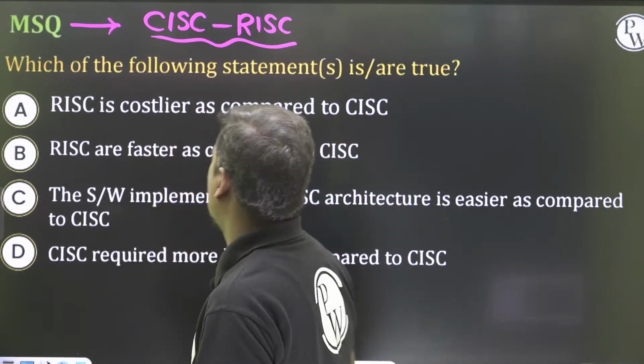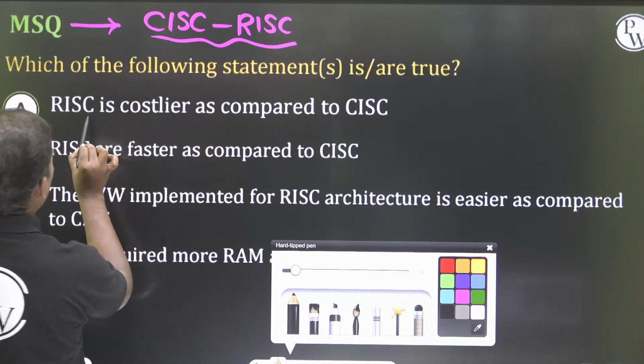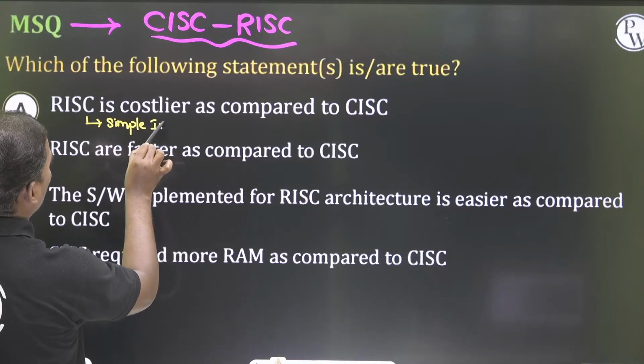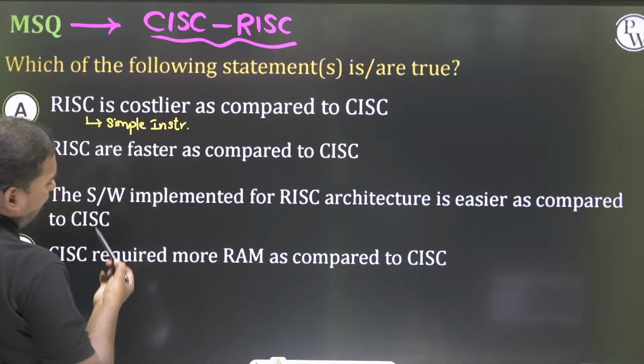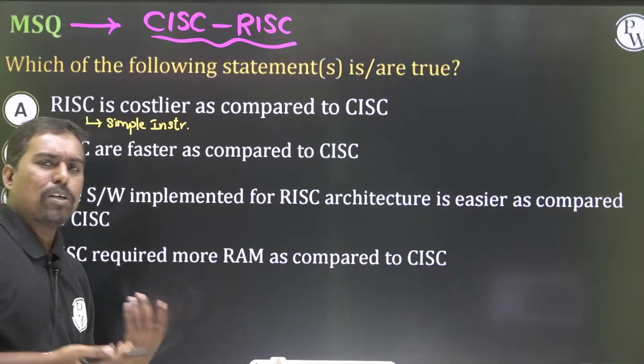That is the point. So is RISC costlier? No, RISC is actually cheap. Why? Because of simple instructions. It does not have complex instructions. Simple instructions are easy to design. Okay, so simple to design.